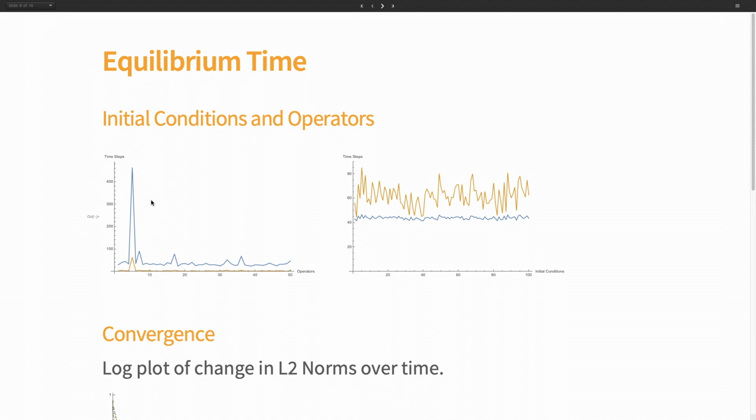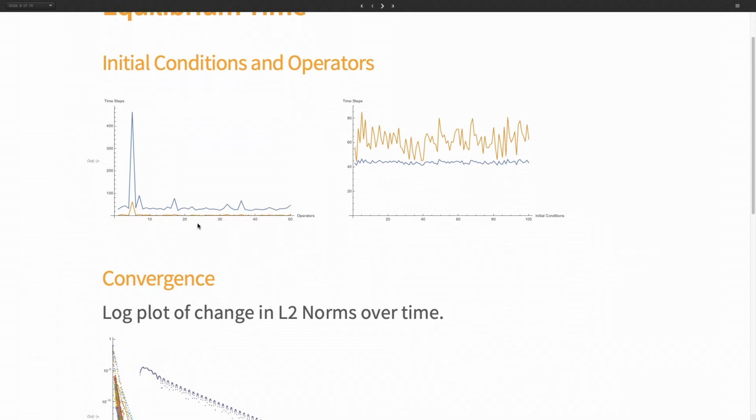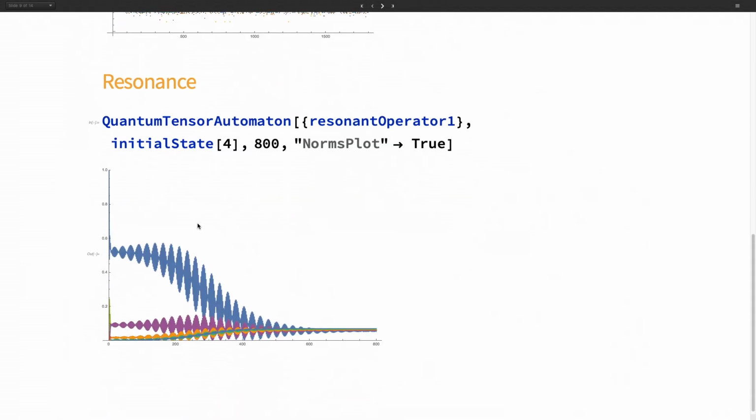So the blue is the mean, and the yellow is the standard deviation. This graph right here is averaged over initial conditions, and this one is averaged over operators. So as you can see, the equilibrium time greatly depends on the operator, but doesn't really care about the initial conditions, which is pretty interesting. Now you may look at this graph and wonder what that giant peak right there is doing. And I wondered the same thing. So I looked at it, and this is what it looks like.